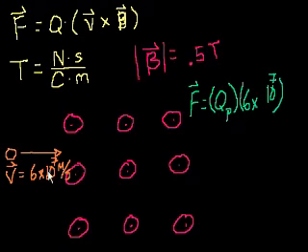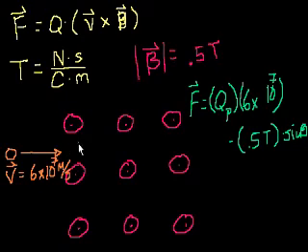If this was centimeters, we'd probably want to convert it to meters. 6 times 10 to the 7th meters per second, and then times the magnitude of the magnetic field, which is 0.5 Teslas. I didn't have to write the units there, but I'll do it. Times sine of the angle between them. I'll write that down right now. Sine of the angle between them.